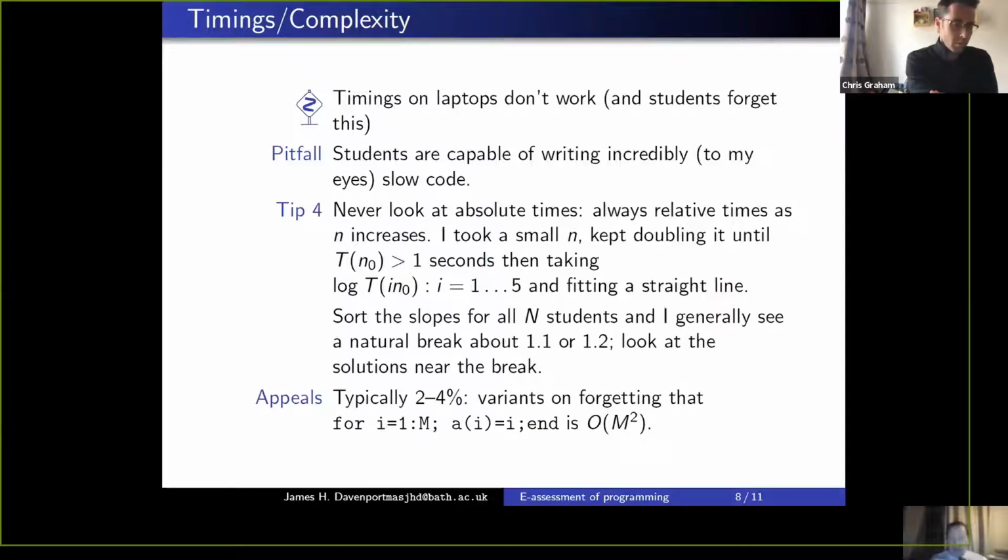The appeals, I typically get 2 to 4% appeals, which are typically variance on students forgetting that in MATLAB at least, if you do for i equals 1 to m, a(i) equals i, that's actually O(m squared) because the array has to keep growing. And you can get some effects in other programming languages. There are constructs which look trivial but actually have a hidden cost. And so I always tell students they should verify their complexity experimentally.